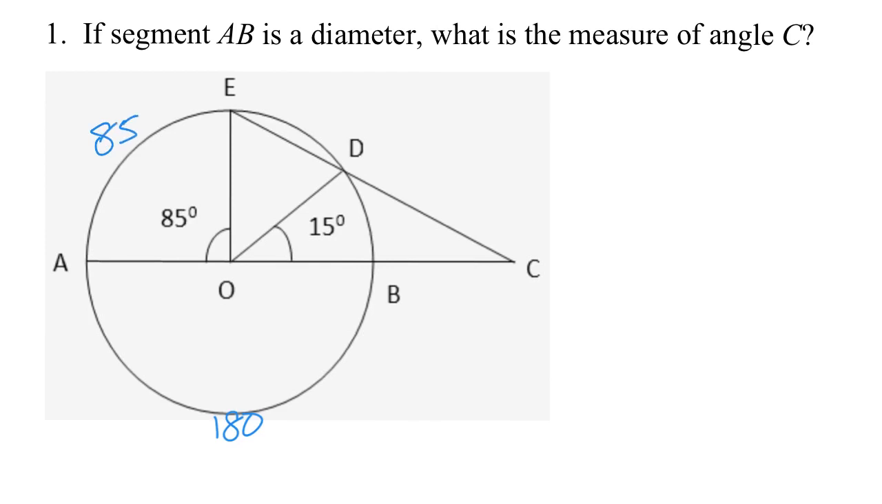And then the same thing goes for arc DB because it has a central angle DOB. So this guy out here is 15 degrees. And last but not least, we don't really need it for this problem, but we'll find it anyway: we want arc ED. If you add the 85 and the 15, you should get 100, and when you subtract that from 180, you get that arc ED is 80 degrees. All right, now we're set up for success.